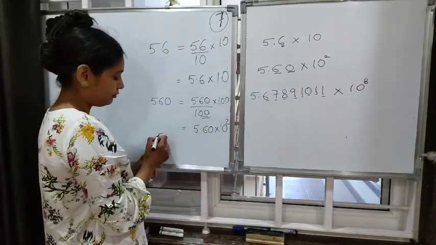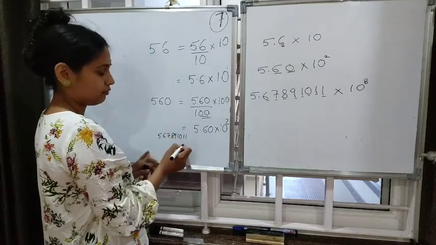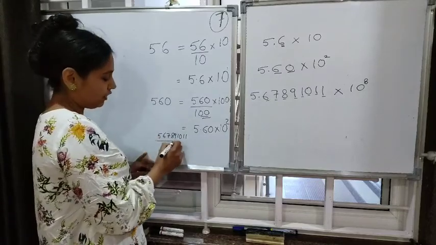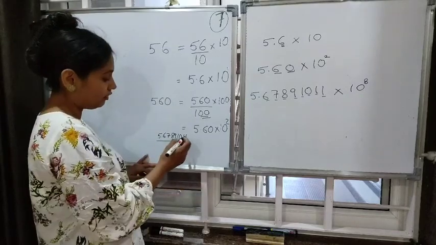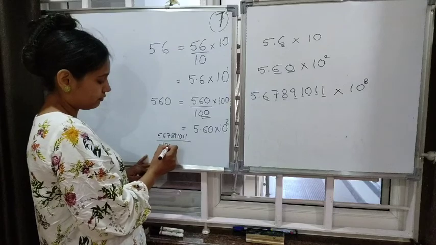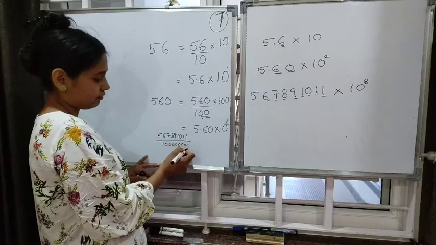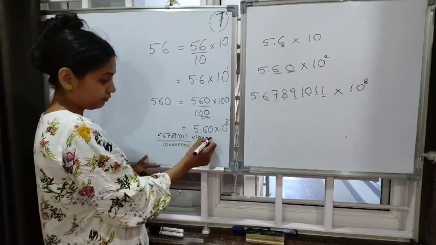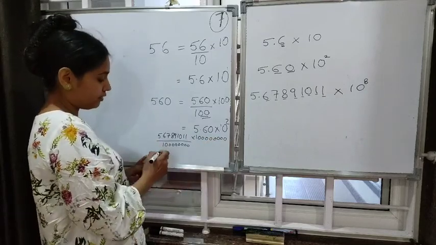Write the number. Now you need to put the decimal. For that, you need to have those many zeros in the denominator. So how many zeros do you need? 1, 2, 3, 4, 5, 6, 7, 8. Now you will have to multiply with those many zeros. Now put the decimal.